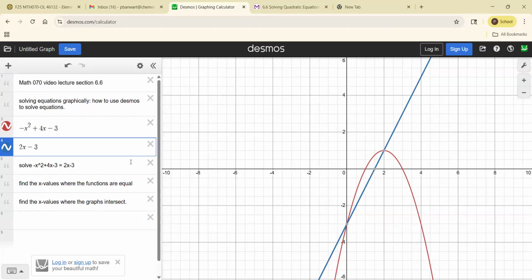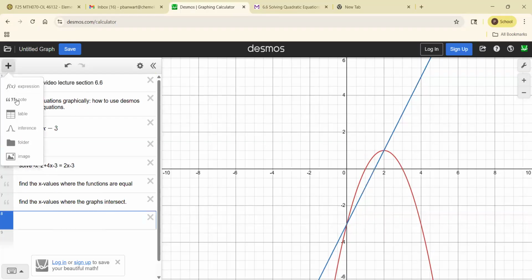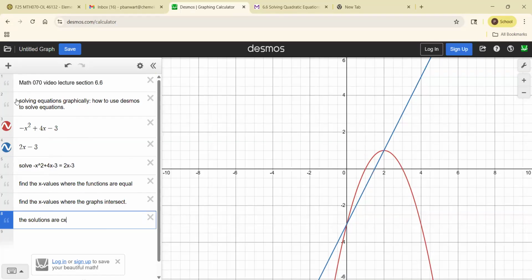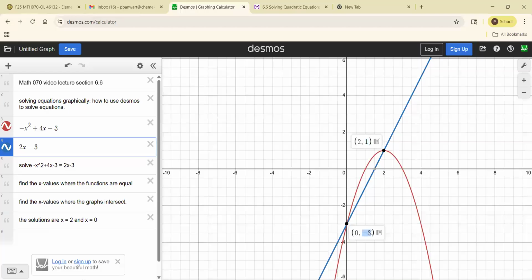2 and 0. The solutions are x equals 2 and x equals 0, because that's the x values where my graphs intersect. If I'm solving, I don't actually worry about the y values. I don't worry about the 1 or the negative 3. I only care about the x values.